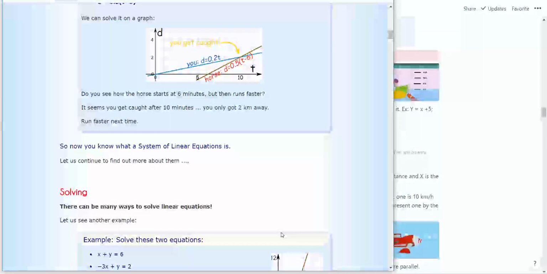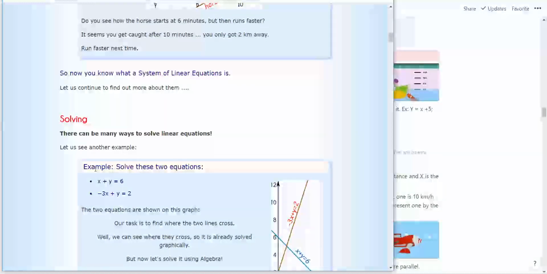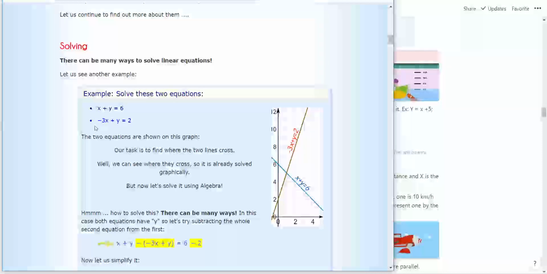You know what a system of linear equations is? Let's continue to find out more about them. There can be many ways to solve linear equations. You could multiply this by -1, and then this would be plus, this would be minus, and it would be eliminated. So we have 4x equals 4, x would equal 1, and y would equal 5.